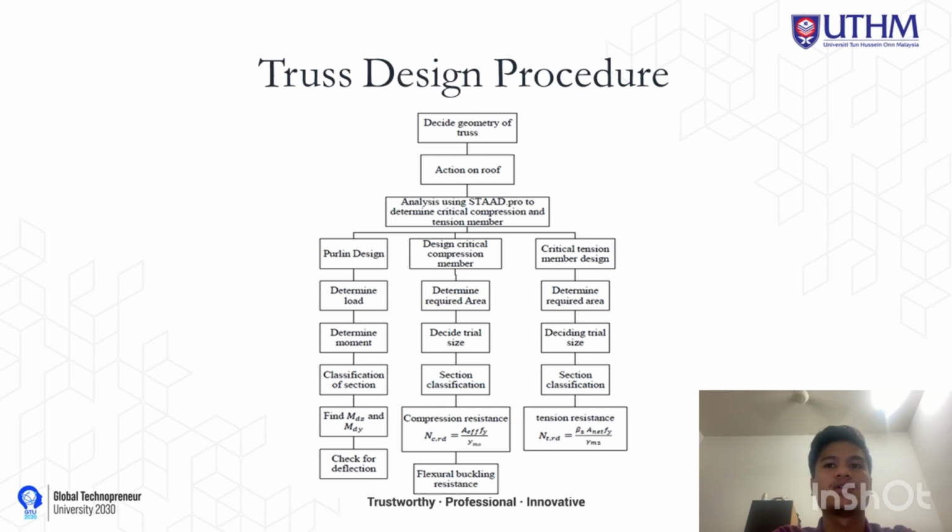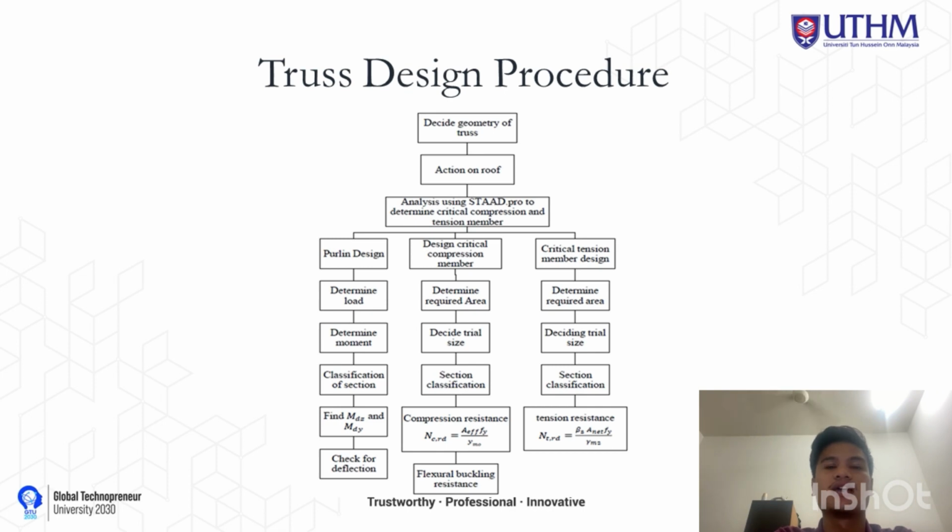And after that, we need to input the action on the roof. The action on the roof is assumed, and we input it into Strap Pro to do the analysis. After the analysis in Strap Pro has been calculated and done, we can calculate the purlin design, the critical compression member design and the critical tension member design.